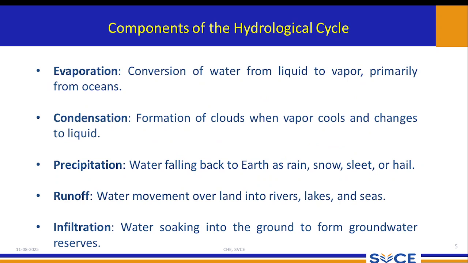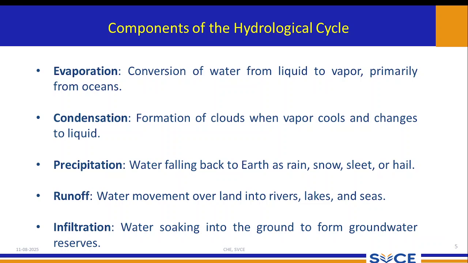Components of the hydrological cycle. The components can be divided into evaporation, condensation, precipitation, runoff, and infiltration. They have given the definition of each. We can quickly go through it. Evaporation is the conversion of water from liquid to vapor, primarily from oceans. What is condensation? Formation of clouds, when vapor cools and changes to liquid. Precipitation is water falling back to earth as rain, snow, sleet, or hail. Please go and refer to what hail and sleet are.